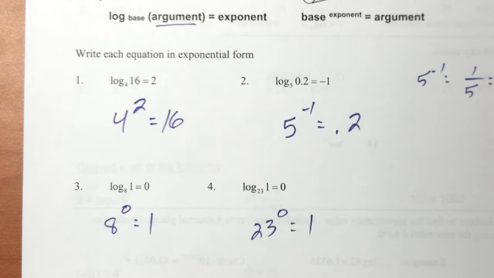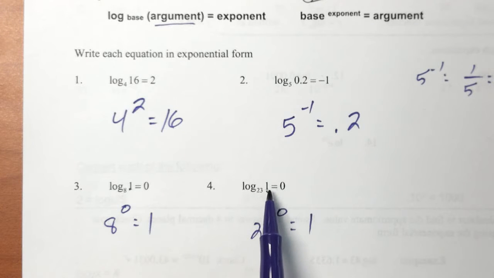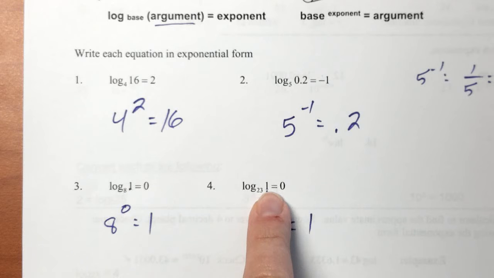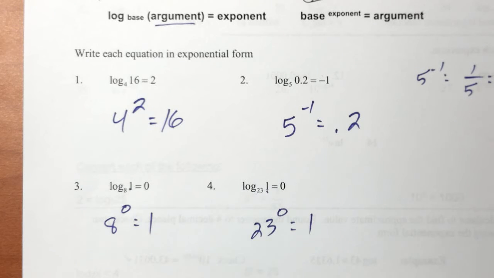Now, I want you to notice something here. Anytime you see an argument of 1, that's actually a really fast problem to work. This is going to happen quite a bit. Anytime you see the argument is 1, you know that that whole log expression will equal 0. 0 was the exponent because 8 to the 0 is 1, 23 to the 0 is 1. So when you see that 1 in the argument position, you know it has to equal 0. That's going to come into play a little bit later. That's going to be really important.